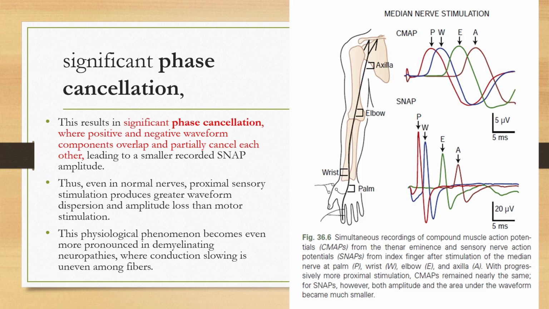Thus, even in normal nerves, proximal sensory stimulation produces greater waveform dispersion and amplitude loss than motor stimulation. This physiological phenomenon becomes even more pronounced in demyelinating neuropathies, where conduction slowing is uneven among the fibers.